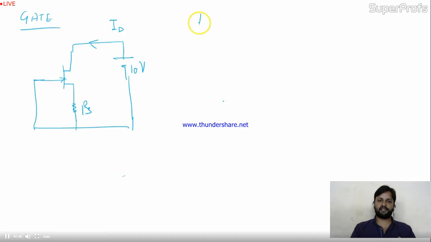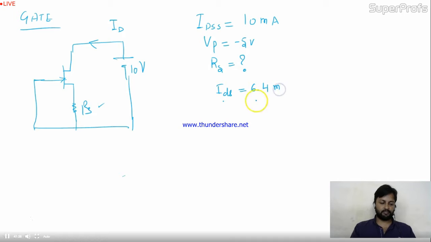IDSS is the max current. IDSS is given 10 milliampere and VP is also given. VP is minus 5 volt. The value of the resistance R is what they're asking for. Find out the value of resistance R for a drain current ID equal to 6.4 milliampere.